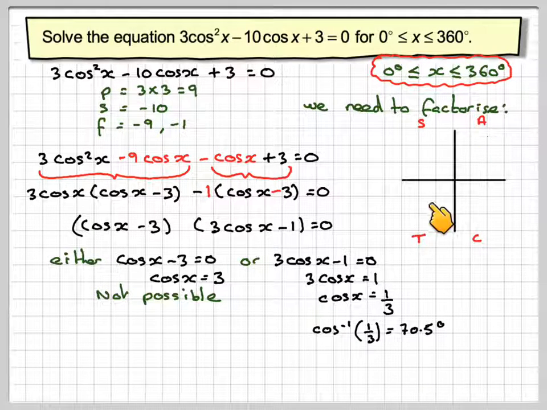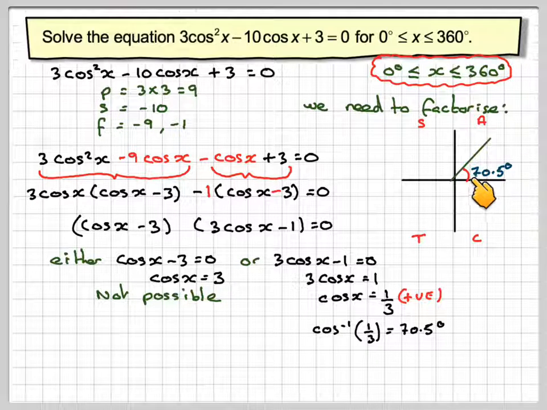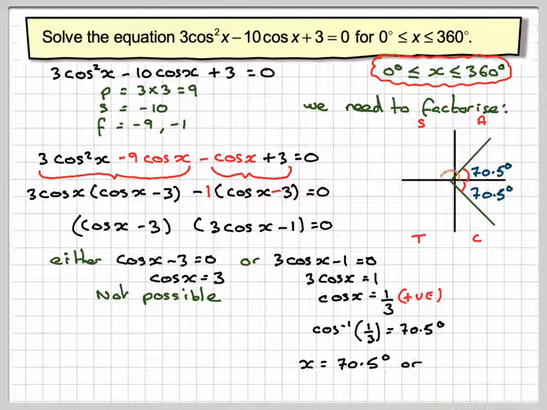And then if we do our CAST diagram, we want to know where cos is positive. Cos is positive in the first and the fourth quadrant. So we draw our angles in there, making our angle with the x-axis 70.5. And another angle here at 70.5. So the first value of x will be 70.5. The second one will be, so it's this orange one here, it'll be 360 minus 70.5. And that's going to give me x is 70.5 or 289.5.